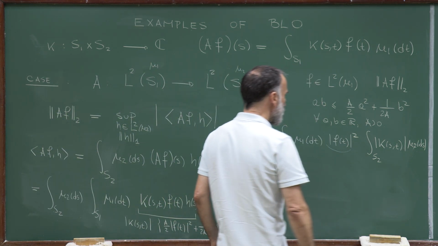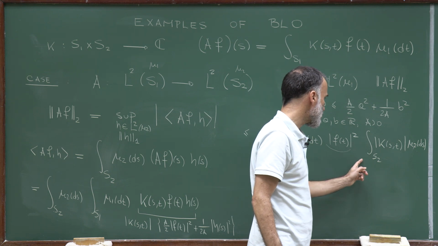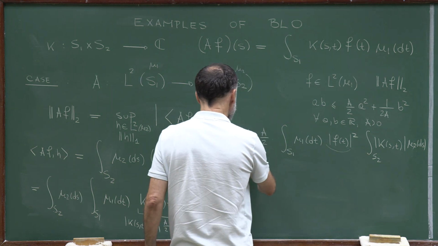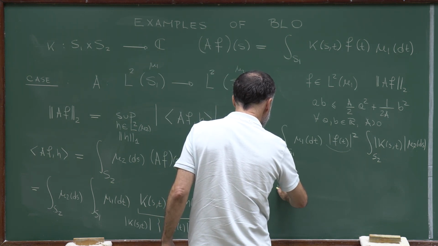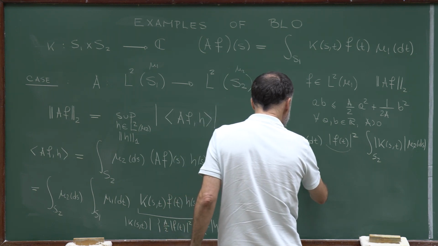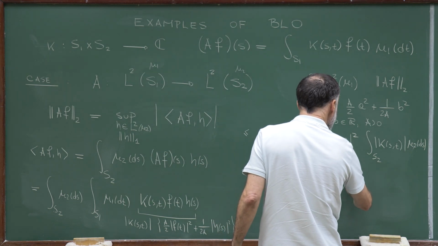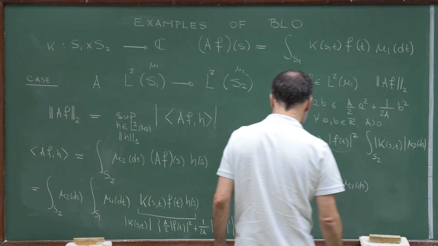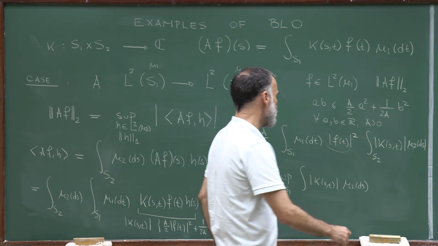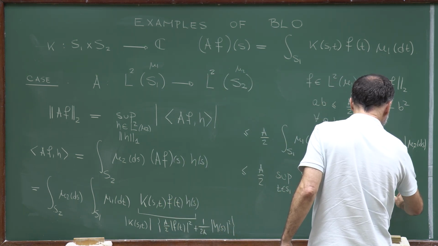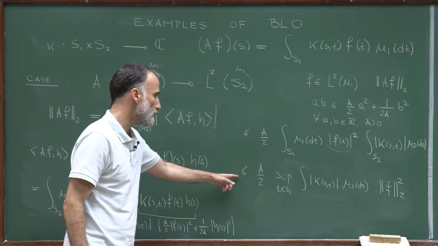Well, I need to estimate everything in terms of the L2 norm of f. So I will bound this expression by the supremum over t. So this is bounded by a over 2 times the supremum for t in S1 of the integral of k s t dmu2 ds, times what appears here, the L2 norm of f squared. So this is the estimate of the first term.